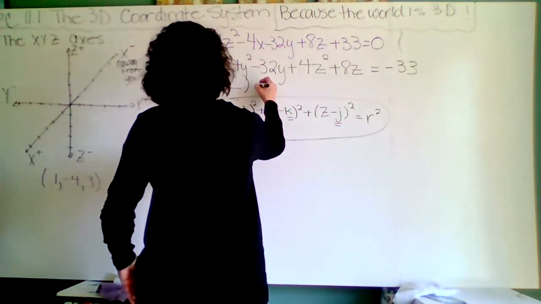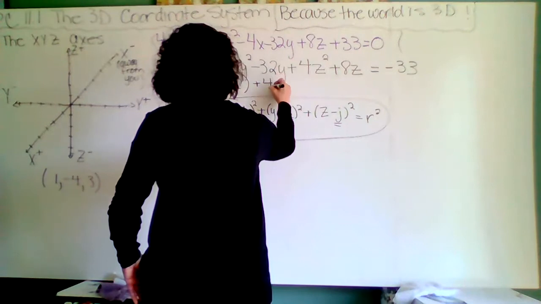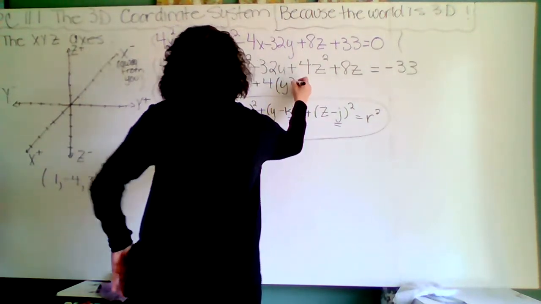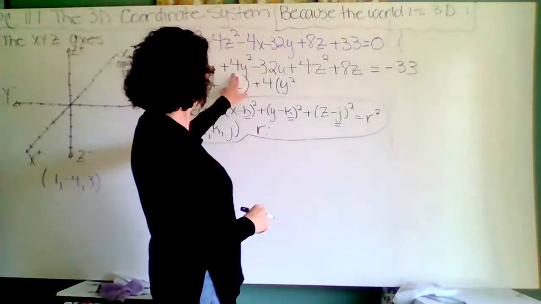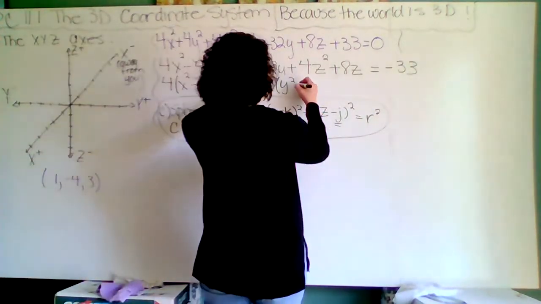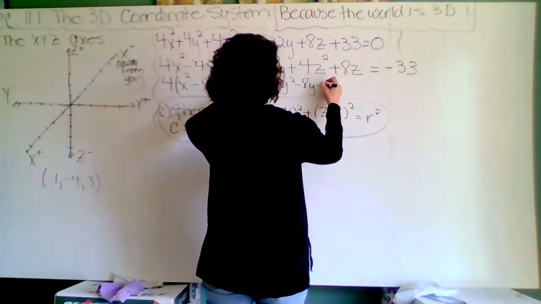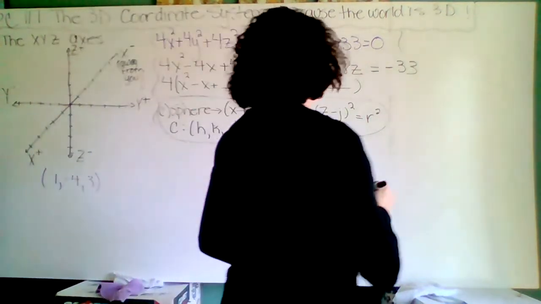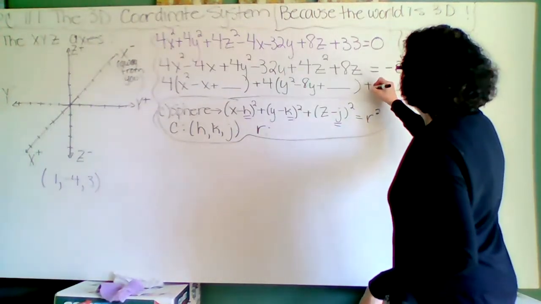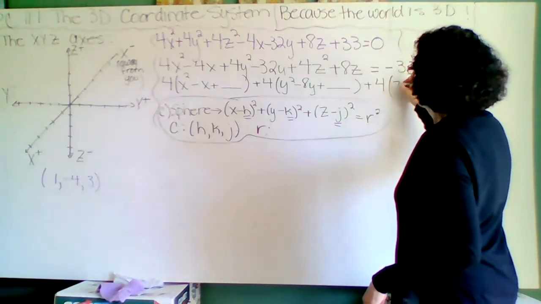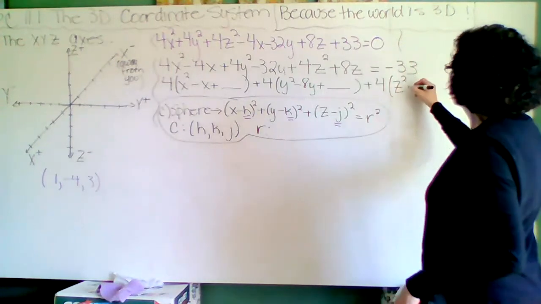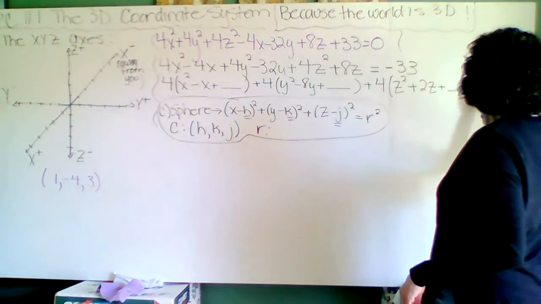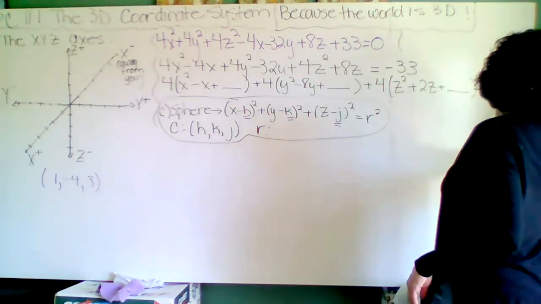Okay, for my y's, I'm going to factor a 4 from my y's, right? That would leave 1 here, minus 8 here, plus I'm going to leave a blank to make a perfect square trinomial. I will do the same for my z's. That will leave a z squared plus 2z equals negative 33.